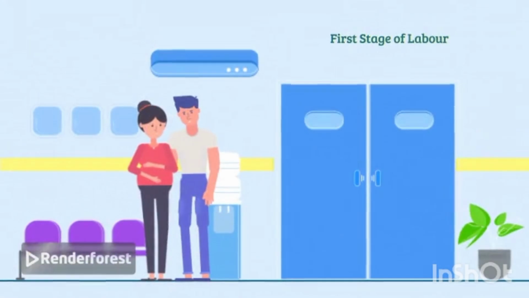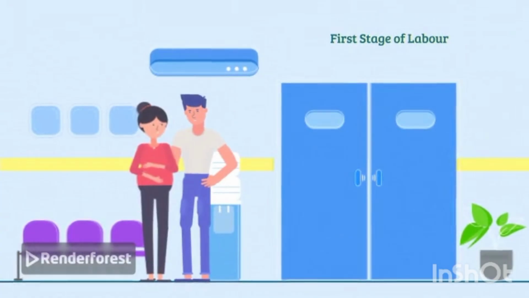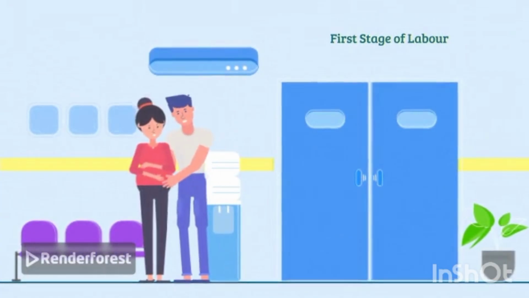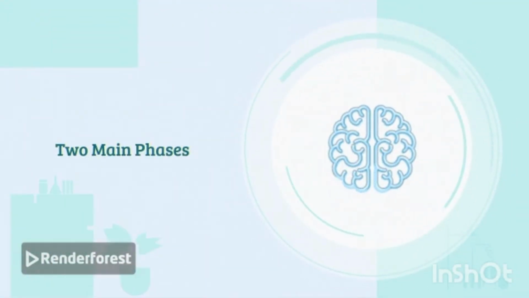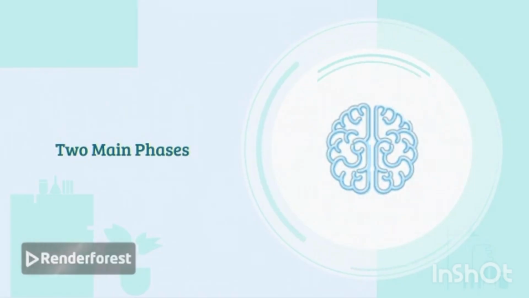First stage of labor is the longest stage. It begins with regular, effective uterine contractions and ends when the cervix is fully dilated to 10 centimeters. This stage has 2 main phases, latent and active. Let's dive into the details.